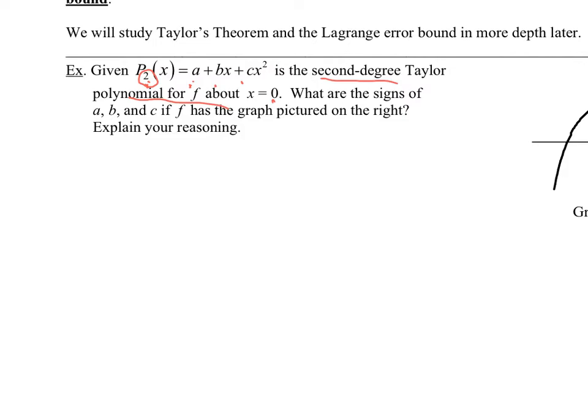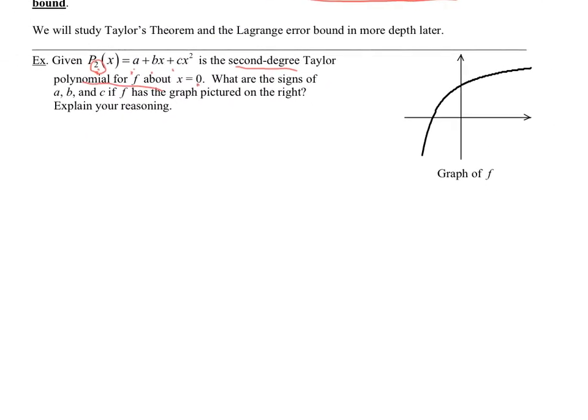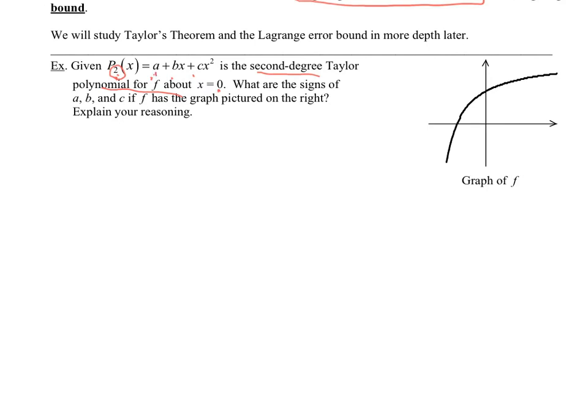Okay. He wants us to use this picture. Now remember, a is just a constant. And so if you look at that picture and think about what's happening at 0, all that I know is that f of c, because that's what that would be, a would be f of 0.